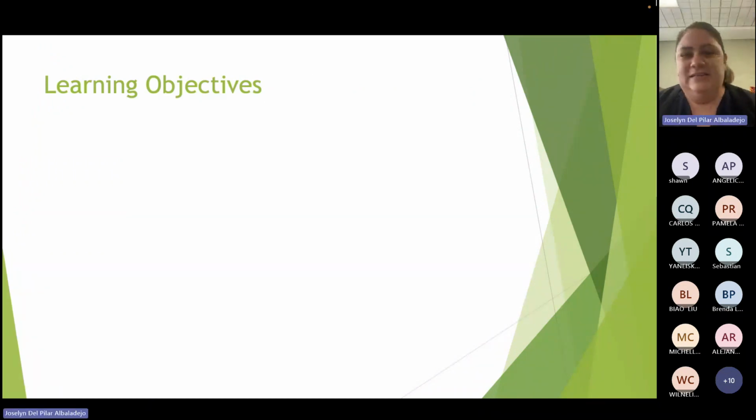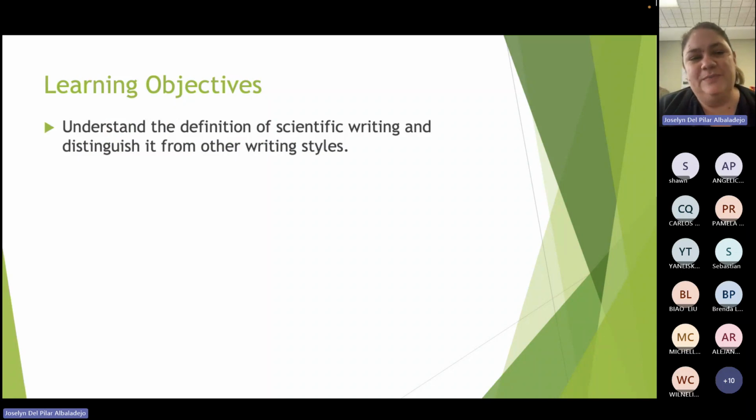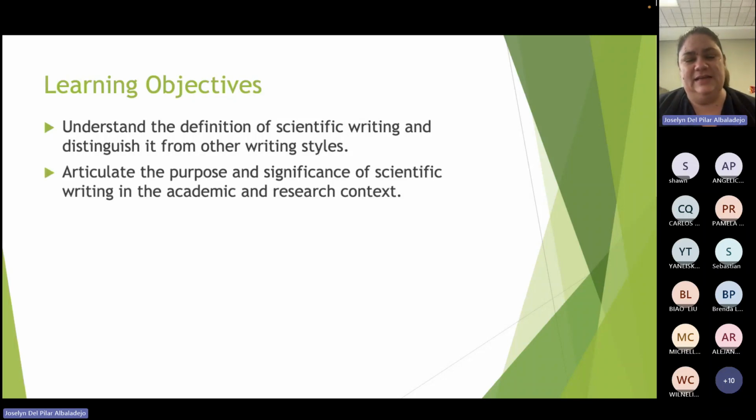So I want to start the presentation with learning objectives, because it gives you an idea of what things I should be getting from this, right? The first thing we should be getting from this is to understand the definition of scientific writing and really to be able to see what is the difference between scientific writing and any other type of writing, right? Because there are different styles. So it's really helpful for us to understand what is scientific writing.